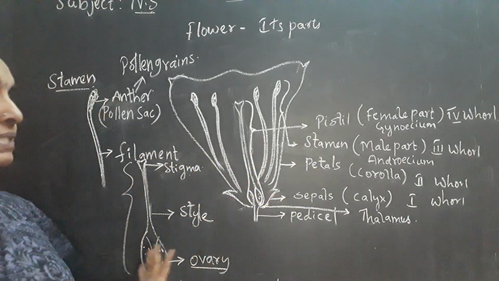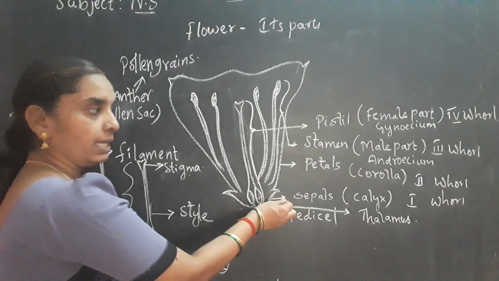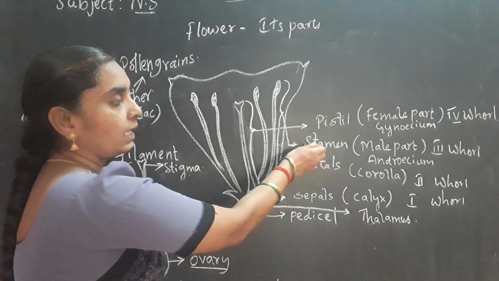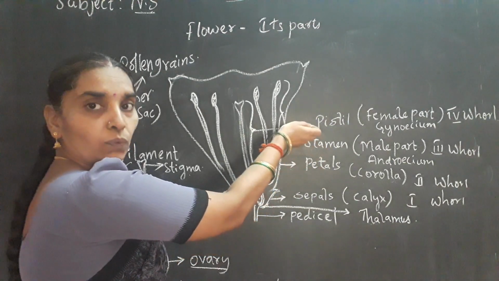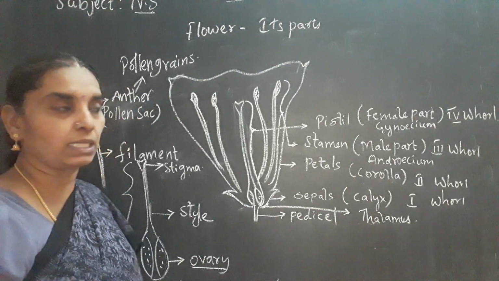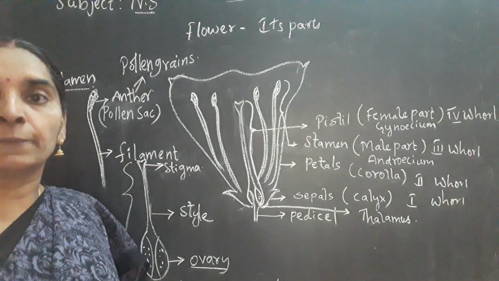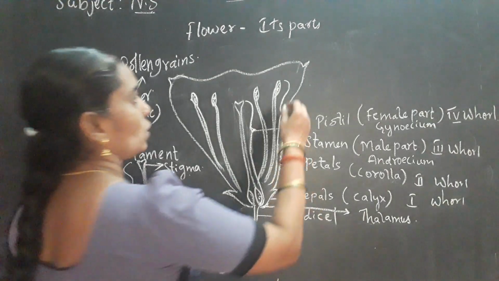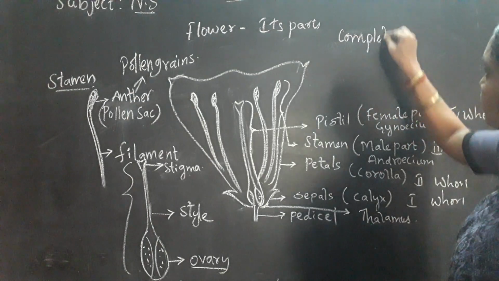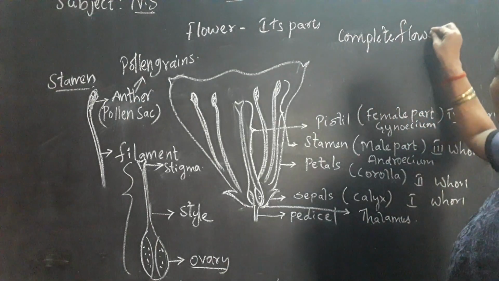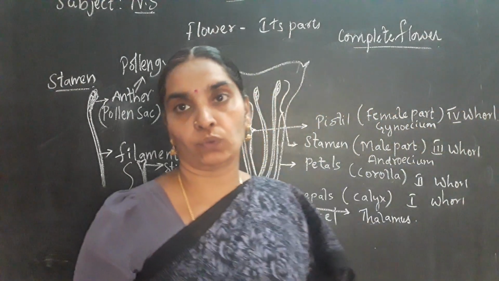A flower which consists of all these four folds, that is first fold calyx, second fold corolla, third fold androecium, and the fourth fold gynoecium, which includes pistil, is called as a complete flower. What is it called, children? It is called as complete flower. A complete flower includes all the four folds.